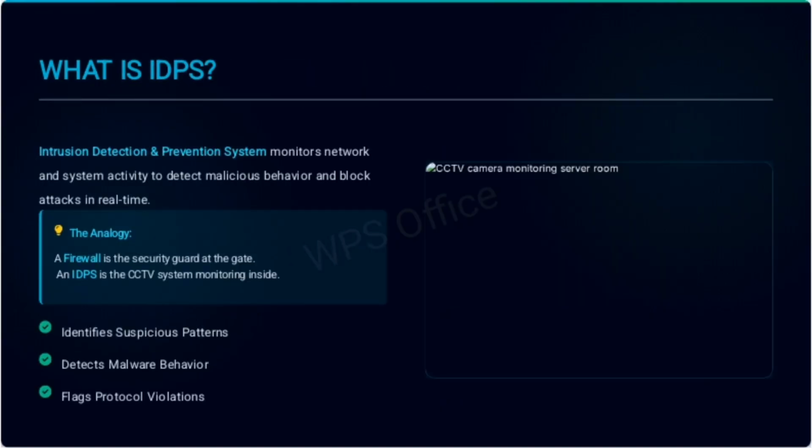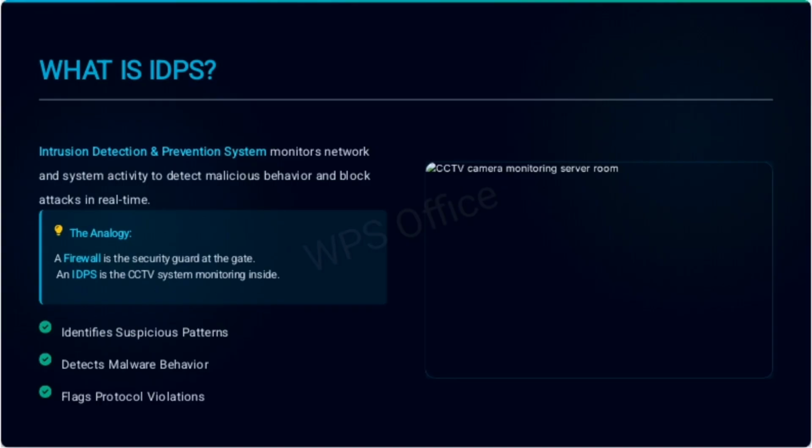A firewall only checks who is entering the network. But we also need something to analyze what they are doing once they're inside. That's where IDPS comes in. IDPS stands for Intrusion Detection and Prevention System. It monitors network and system activity to detect malicious behavior. And not only detect, it can block attacks in real time.